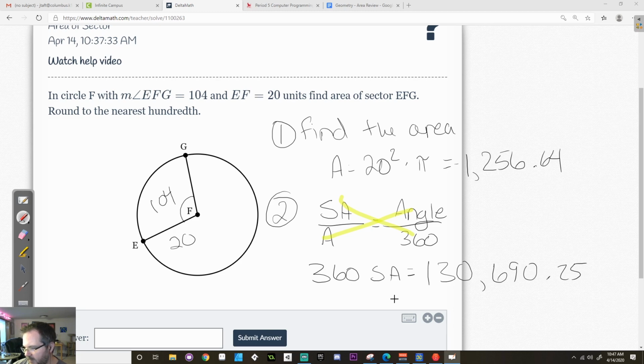So if I divide that by 360, my final answer is 363.03. All right, so now the question asks, again, like I said, to round to the nearest hundredth. And yeah, it would be 363.03 if I'm rounding to the nearest hundredth. Test that out and see if I'm right or wrong. Yeah, 363.